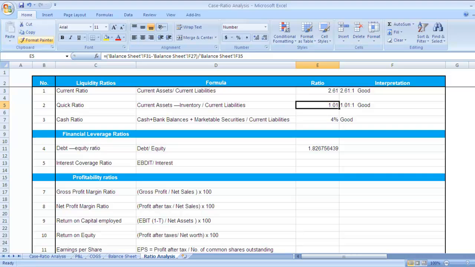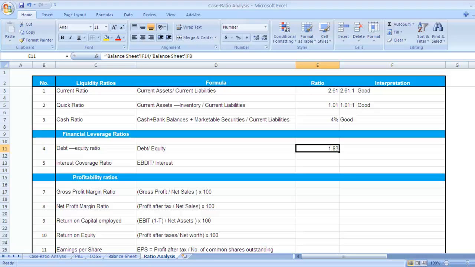Let's see in this format. So 1.83. So what does it indicate? 1.83 indicates that it is clear from the total debt ratio that this company's lenders have contributed more funds than owners. So lenders' contribution is 1.83 times of owners' contribution. So this is called debt equity ratio.